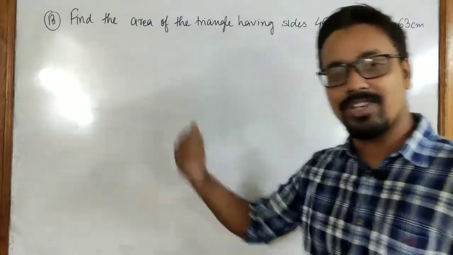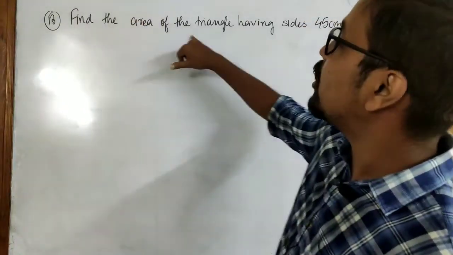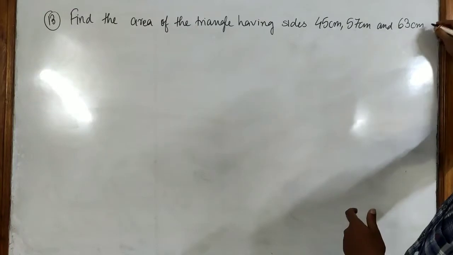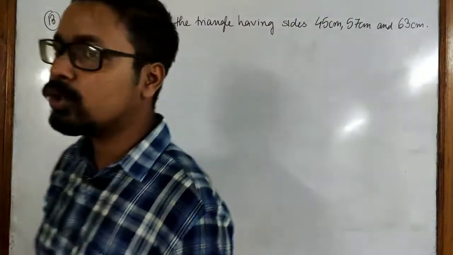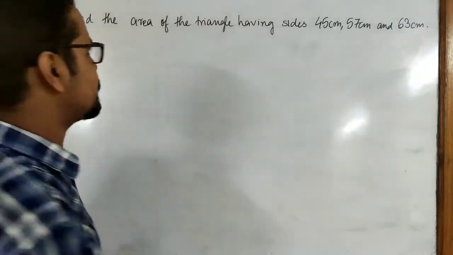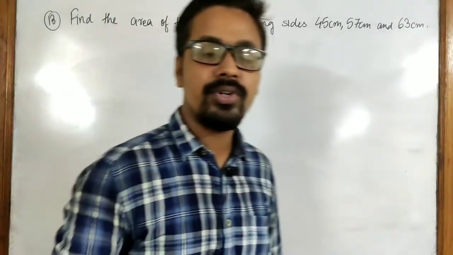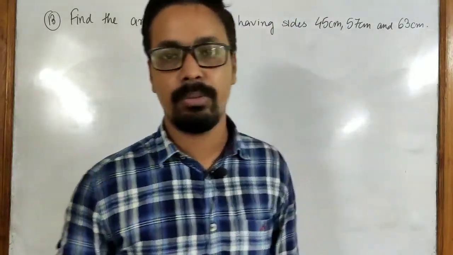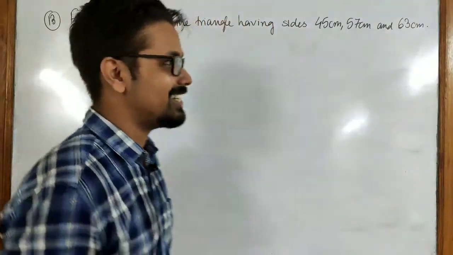So now we are on to question number 13. In question number 13, we have to find the area of the triangle having sides 45, 57 and 63 centimeters. So we have been given 3 sides and we have to find the area. How do we do this? First things first, to find the area of a triangle using sides, we are going to use Heron's formula. I hope you remember, you have studied this in class 9.